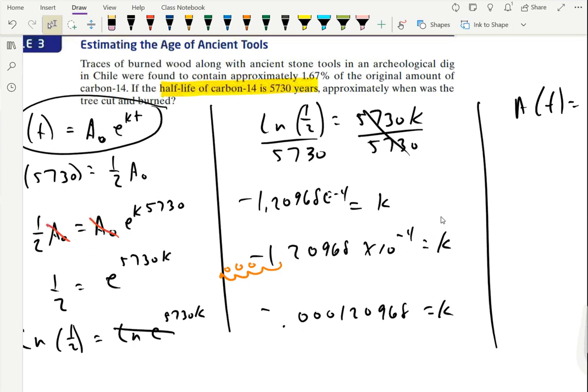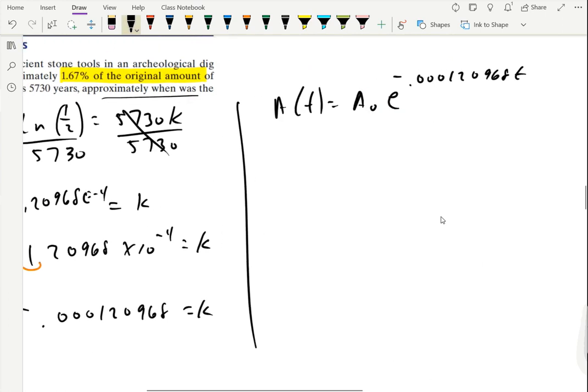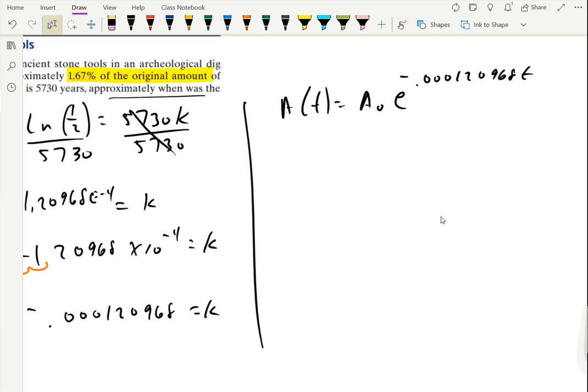We still have not answered the question. If the half-life is 5,730 years, approximately when was the tree cut and burned? Well, the other piece that we were told up in here is that we have 1.67% of the original amount of carbon-14. Okay? So that means after a certain amount of time has passed, we have 0.0167 of our initial value.